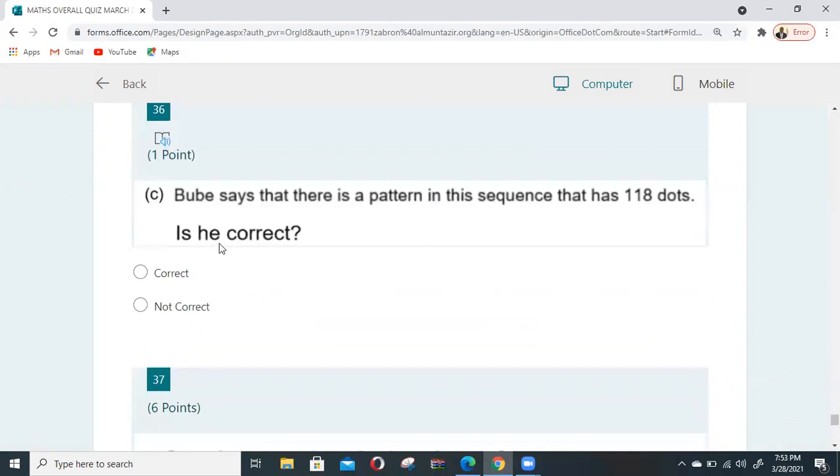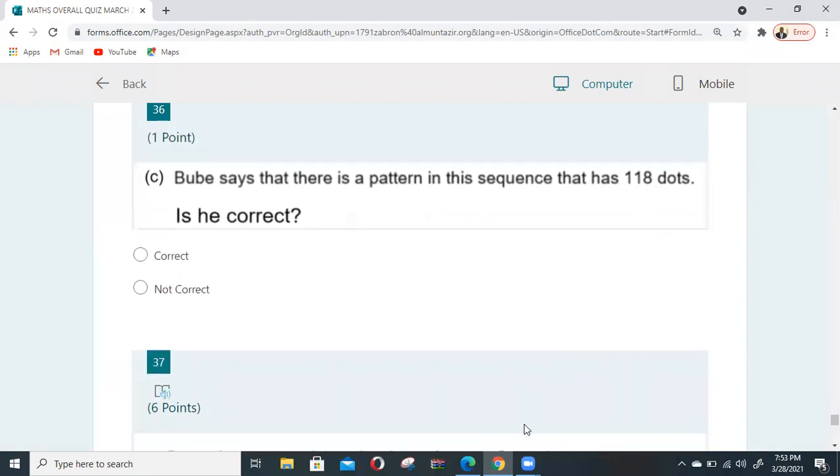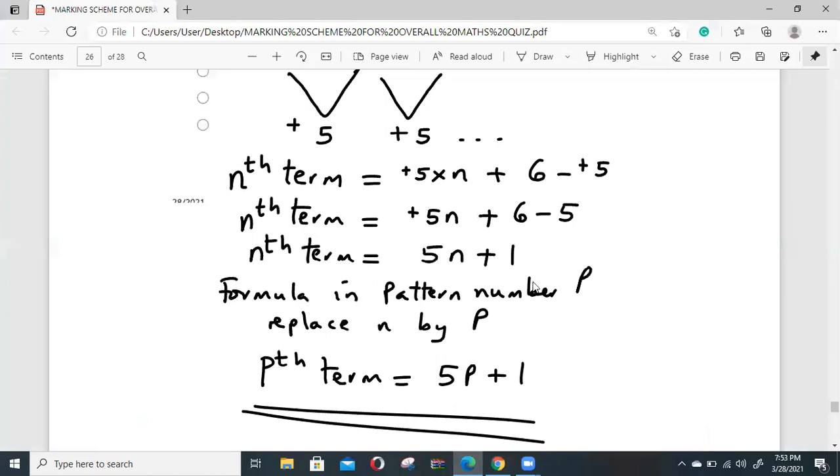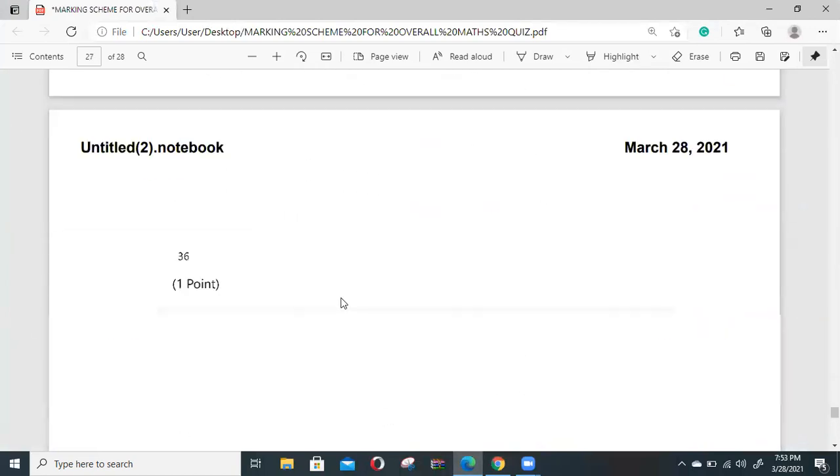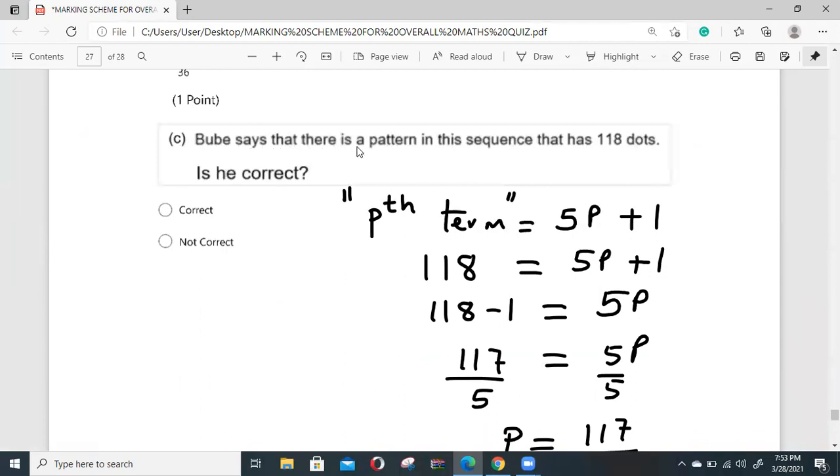Bube says that there is a pattern in this sequence that has 118 dots. Is he correct? This is a true and false question. So 118 dots. So go ahead using this nth term, 5p plus 1. Can you see this arrangement? Instead of writing this word again, pth term, you just write 118, and then you work out the value of p, because they're asking for the pattern number. Do you think that there is a pattern that has 118 dots? So you need to find the value of p here.